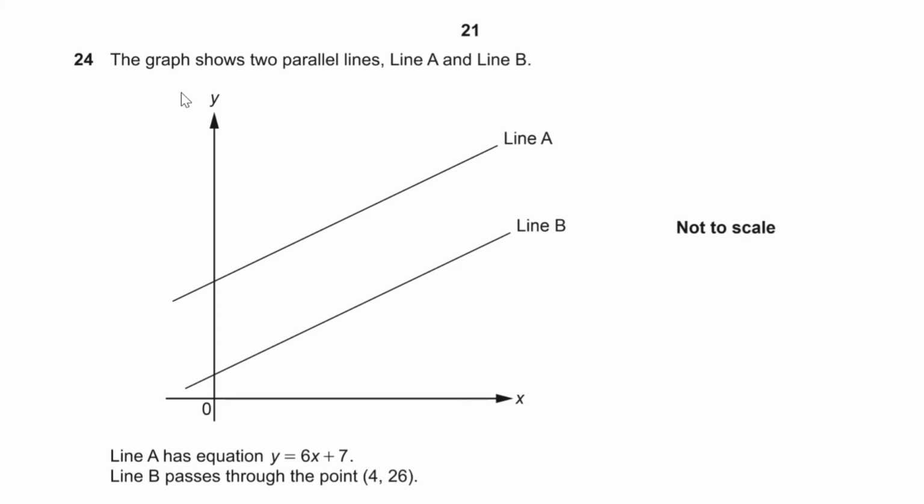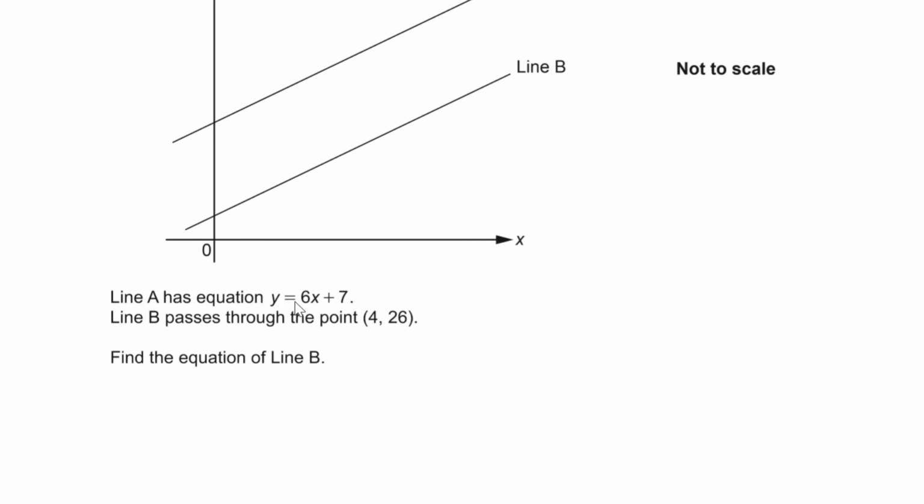Question number 24. The graph shows two parallel lines, line A and line B. Line A has equation y equals 6x plus 7, and line B passes through the point (4, 26). We have to find an equation for line B. Well, what you can see here is, because the lines are parallel, the gradient of line B is the same as the gradient of A, which is 6.